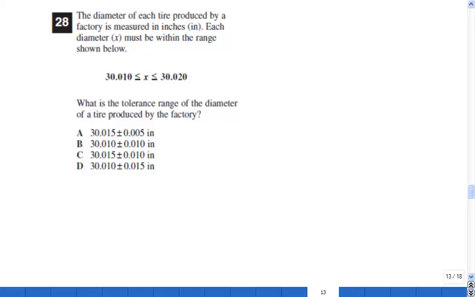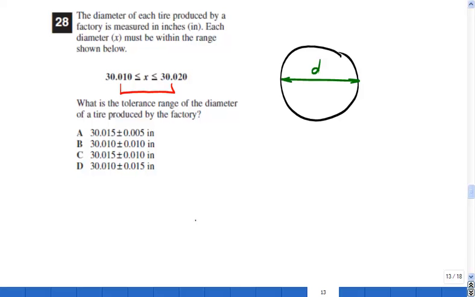Well, tolerance range, you can basically find it by first of all looking at what your limits are here. You talk about the diameter of this tire, D. Well, that D cannot be less than 30.010, 30.01 if you want, and cannot be greater than 30.02, all right?